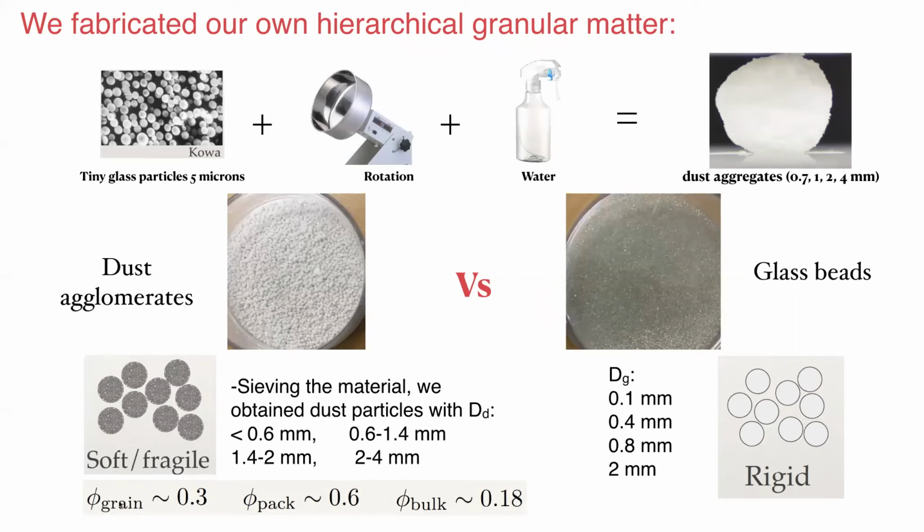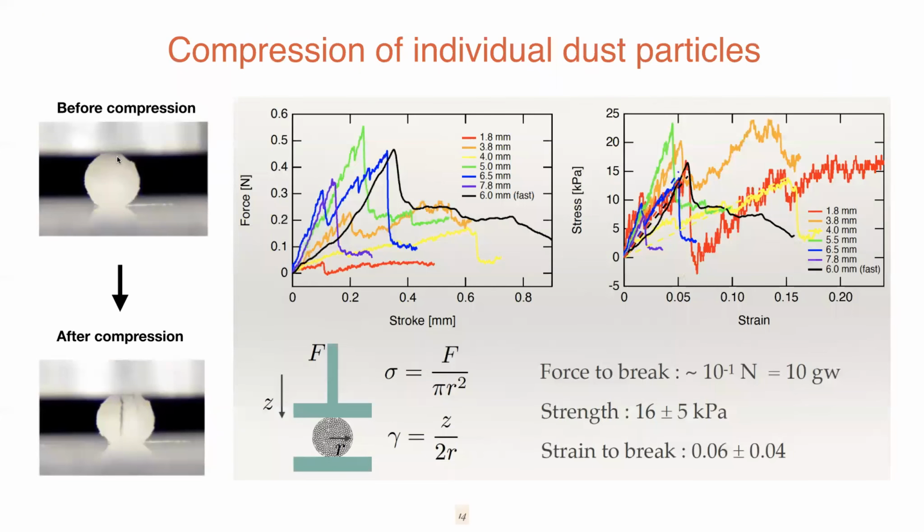The porosity of these grains, the packing fraction, is about 0.3. Considering a standard packing fraction of 0.6 for the granular material, the bulk packing fraction of the granular column is about 0.18. So it's a very porous granular column. And we are going to compare the results with the glass beads. For the individual dust particle, we put the particle in the compression machine, and then we compress with the press until reaching failure. So you can see here the fracture that appears during the process.